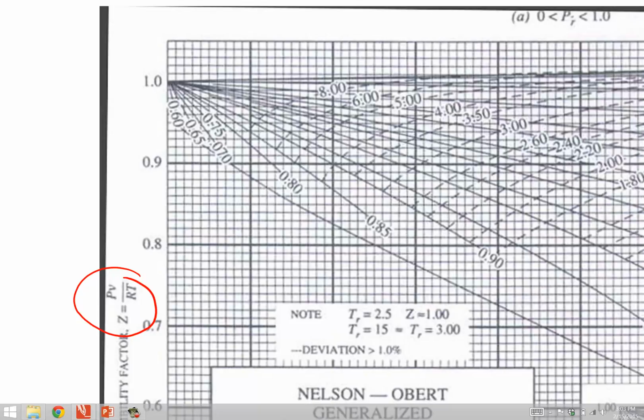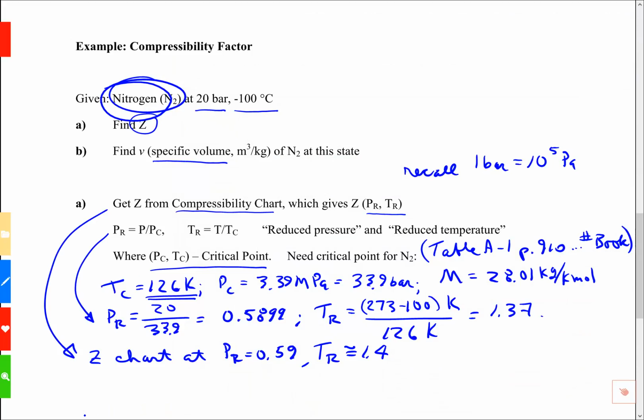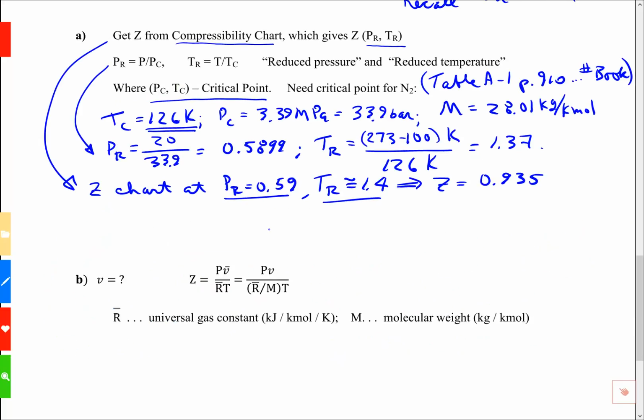Let's go back to the other document and transfer that. So I'm going to find that these two input values of 0.59 reduced pressure and 1.4 reduced temperature give me Z of about 0.935. Now, it would be perfectly acceptable to stick to 2 digits.